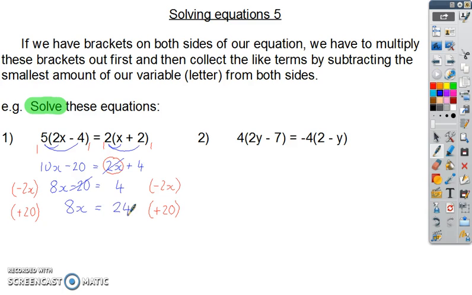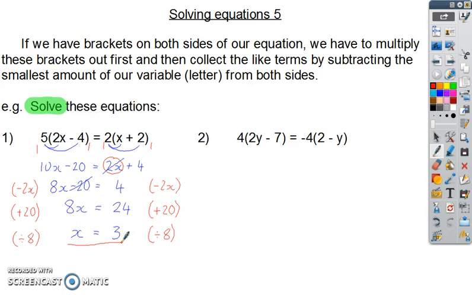Now, straightforward division here. 8x means 8 times x. We're going to reverse that. We're going to divide both sides by 8. Divide the left hand side by 8. We're just left with x equals, and 24 divided by 8 is 3. There you go. When we solve an equation, we find out the value of the letter. Hence our answer is always in this format. Our letter equals something, here x equals 3.